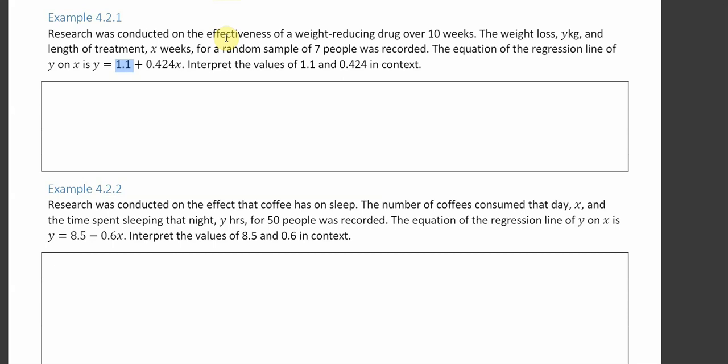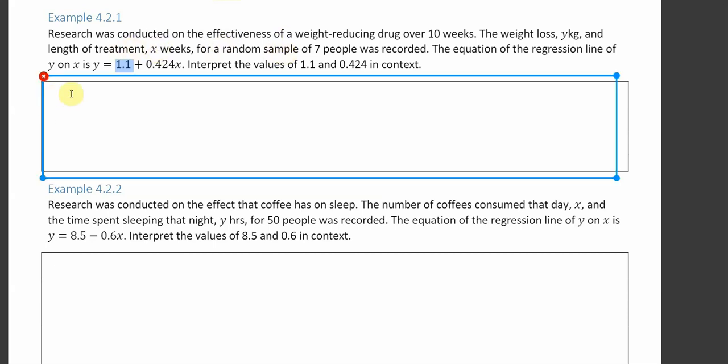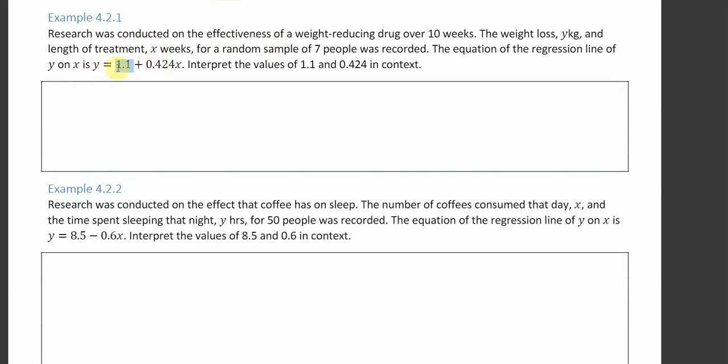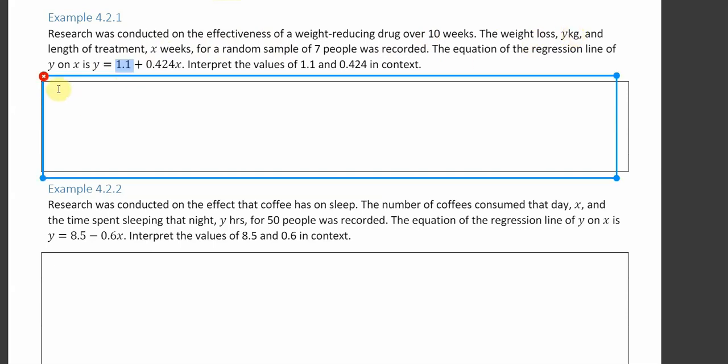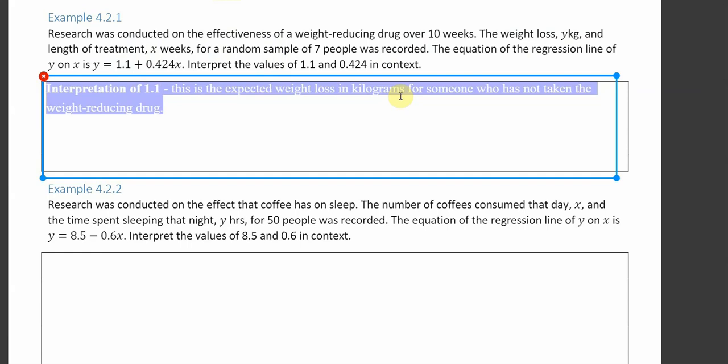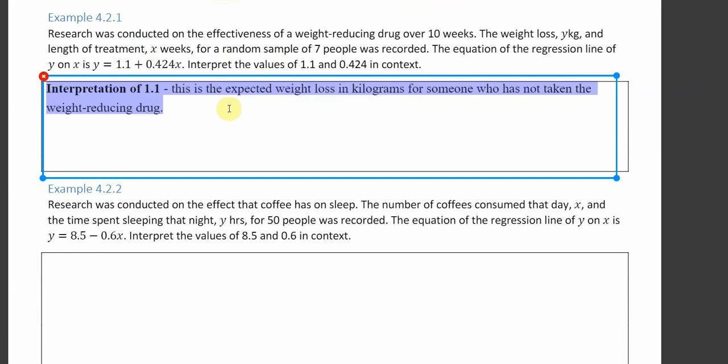So x being 0 in this context means a treatment of 0 weeks, or in other words, the treatment hasn't taken place. Y will equal 1.1. Put that into context. What is y? Y is the weight loss in kilograms. So put that together and we have an interpretation of the 1.1. This is the expected weight loss in kilograms for someone who has not taken the weight reducing drug. That's taking the statement when x is 0, y is 1.1 and putting it into context of the question.